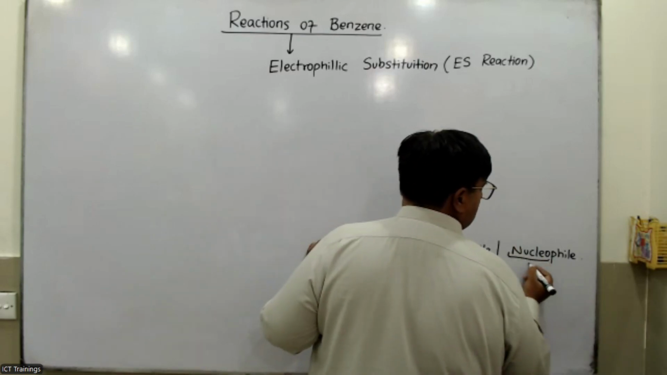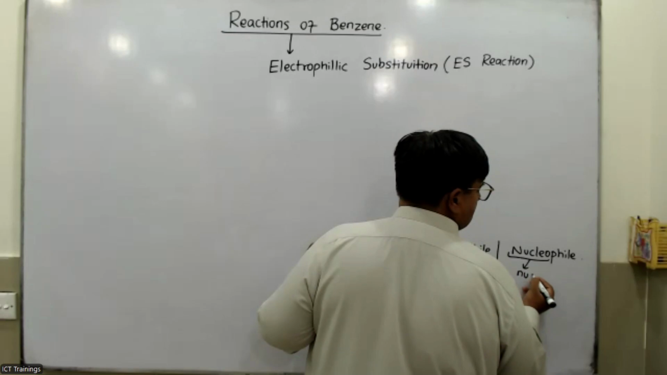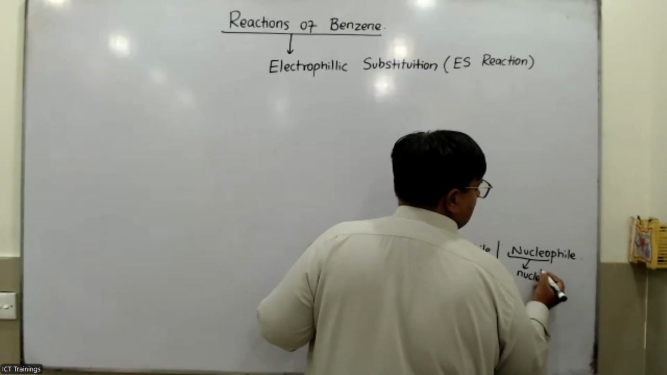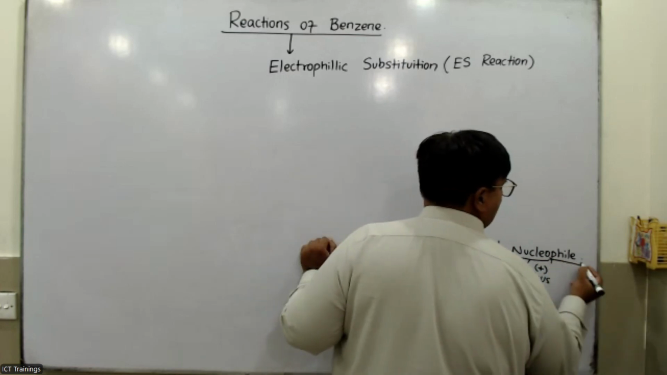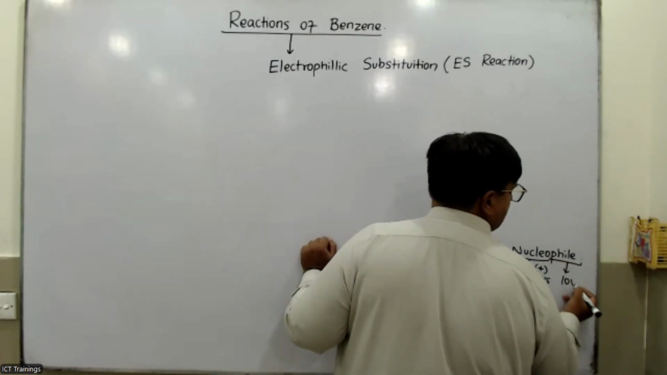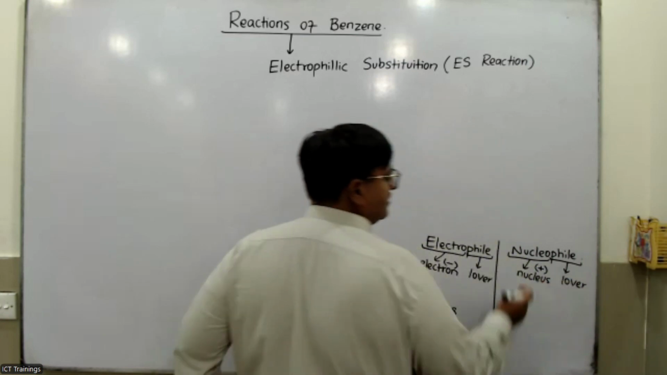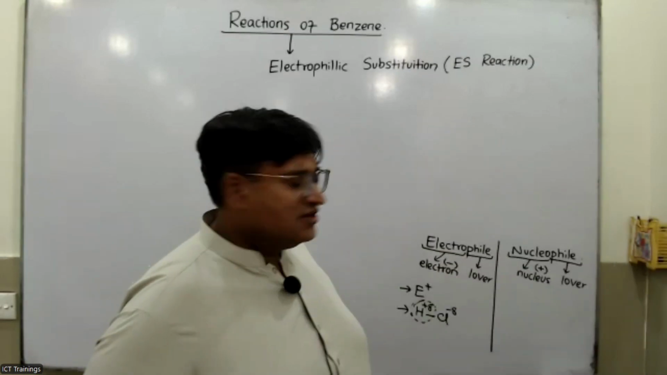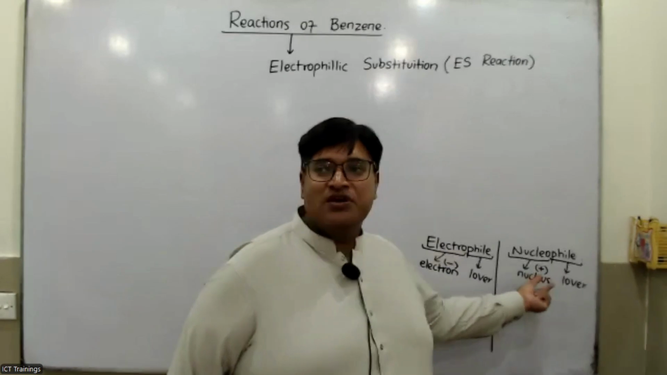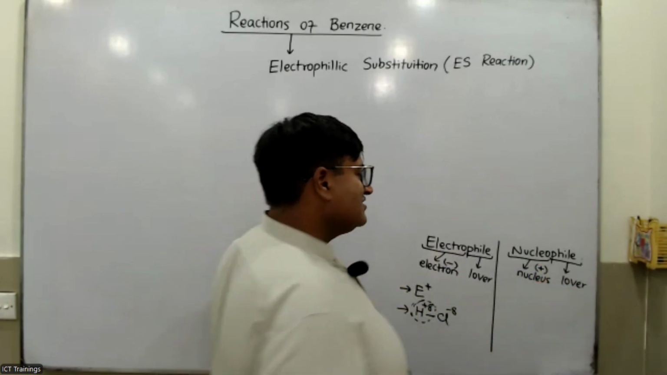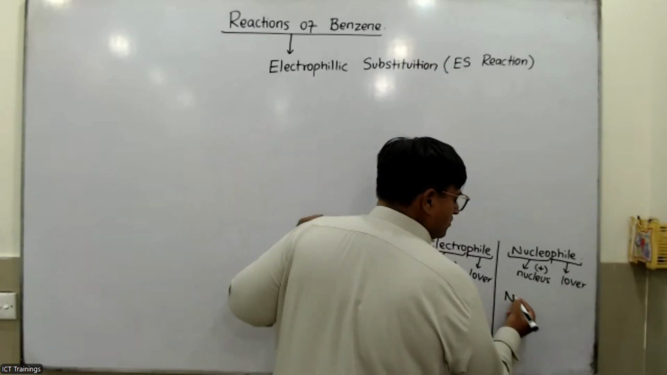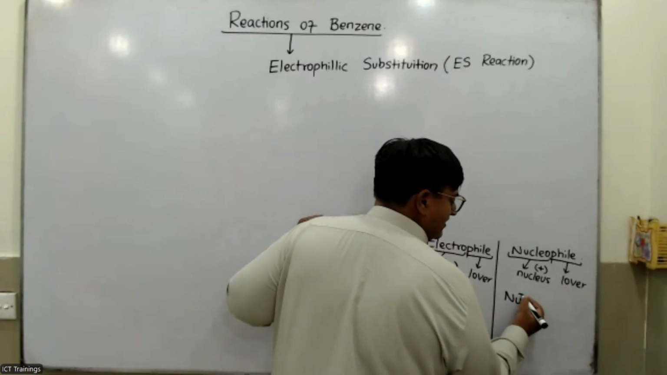The word nucleo means nucleus. Okay, nucleus got the positive charge on it. And the word file means lover. So nucleus lover, nucleus means positive charge. So if anything loves the nucleus, if anything loves the positive, so it means it is having the negative charge on it. So nucleophiles, normally they are negatively charged.